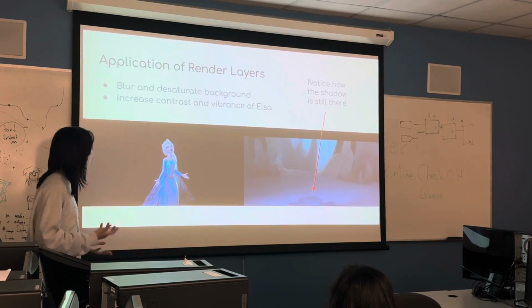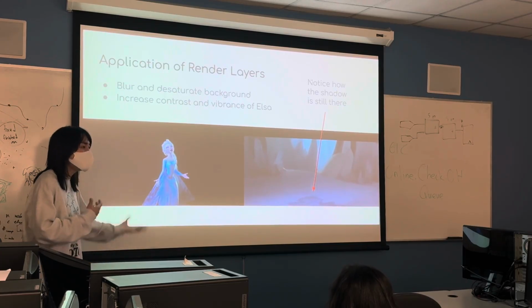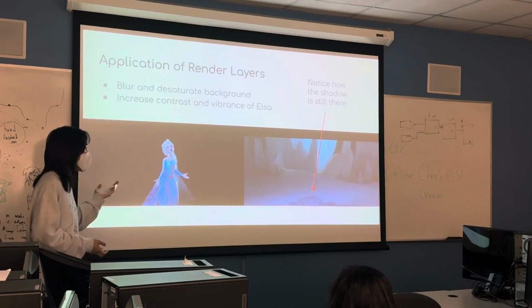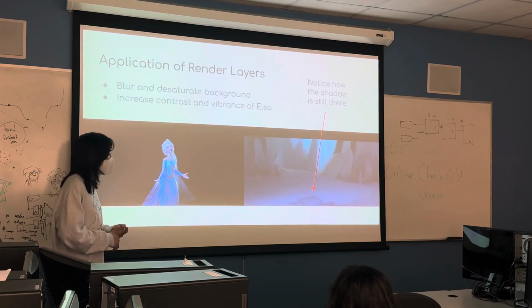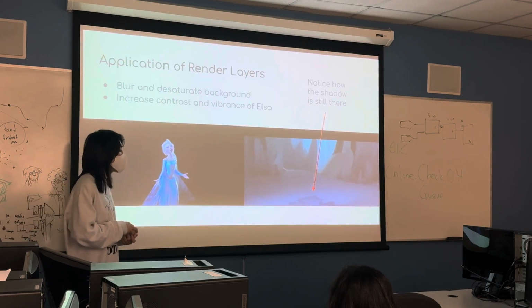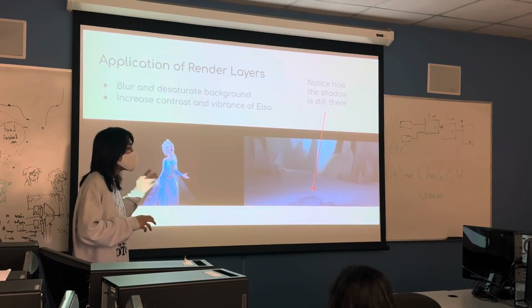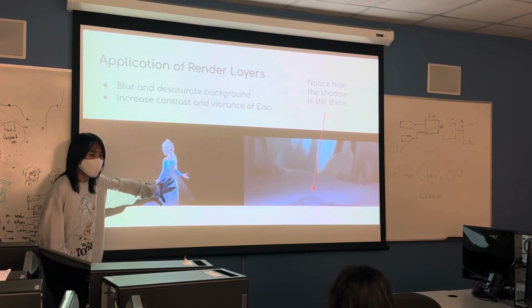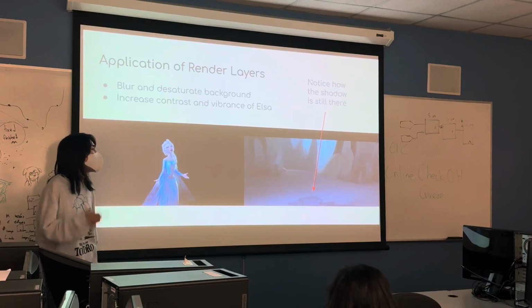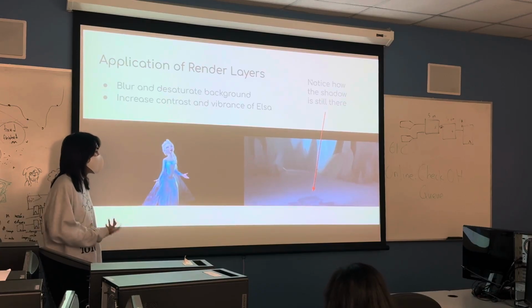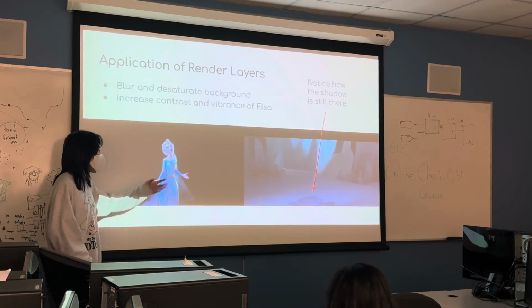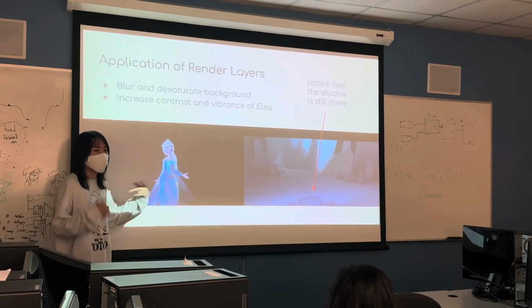So by having render layers, you're able to achieve this process. This is what they did in Frozen. The important thing to note here about render layers is that it's not the same thing as just hiding the object. Like you're thinking, okay, can't I just render Elsa without the background, and then hide Elsa and render the background, and now I have two images, right?